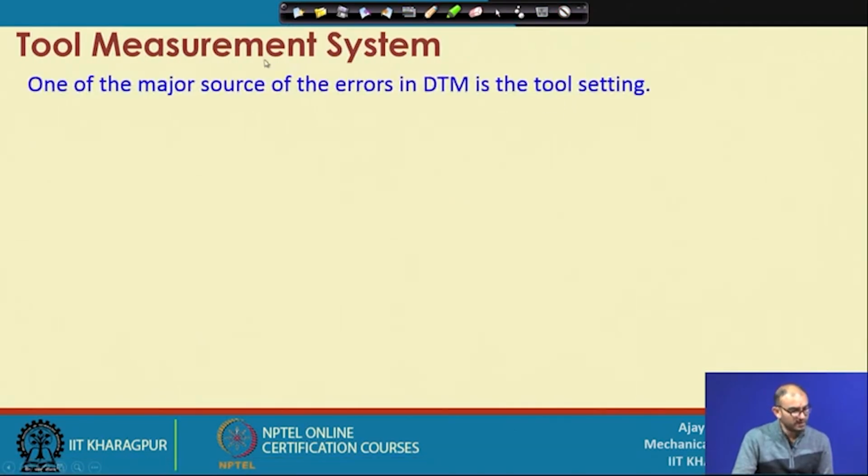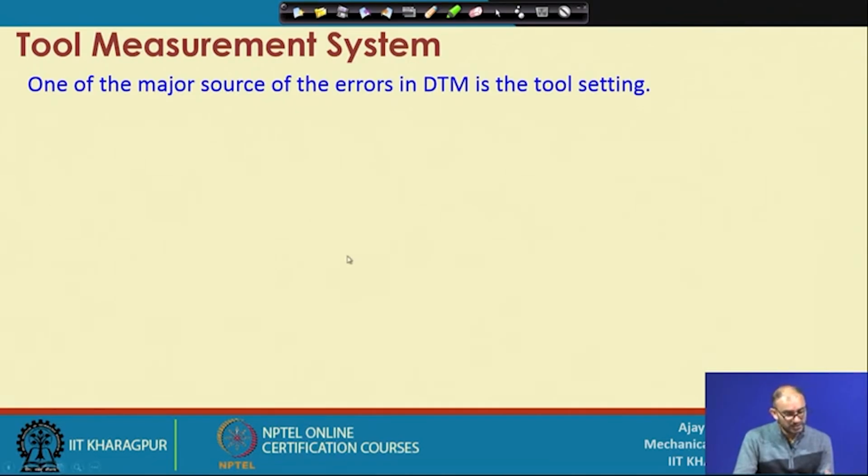Now, coming to the tool measurement system, because everything depends on how accurate your tool is. Once you get the required accurate tool, the second thing is how you are fixing the tool on the tool post. So, one of the major sources of error in the DTM is the tool setting. What we are looking at here is a nanometer scale depth of cut, and if nanometer scale is the depth of cut, then the rigidity requirement of the tool setting is also very important.